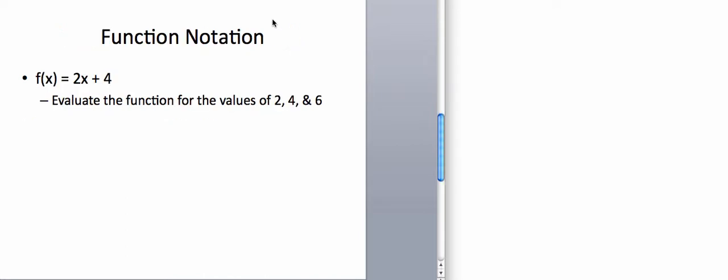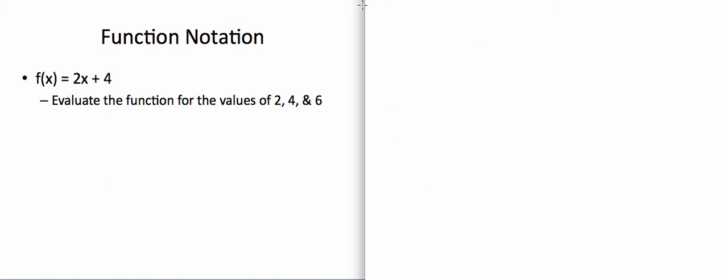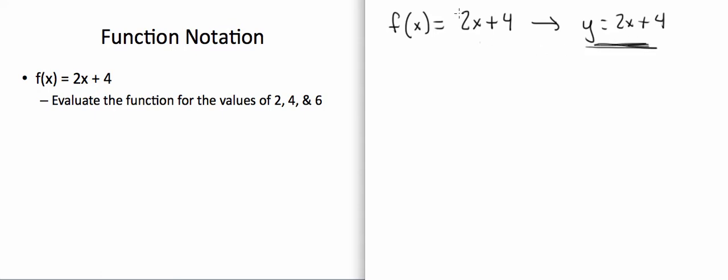All right, so we see here that they're giving us f of x is equal to 2x plus 4. That's the same thing as y equals 2x plus 4. Now, they're just saying this is an equation over here on the right. This is an equation. This is a function. So that means there's only one output for every input that comes in.